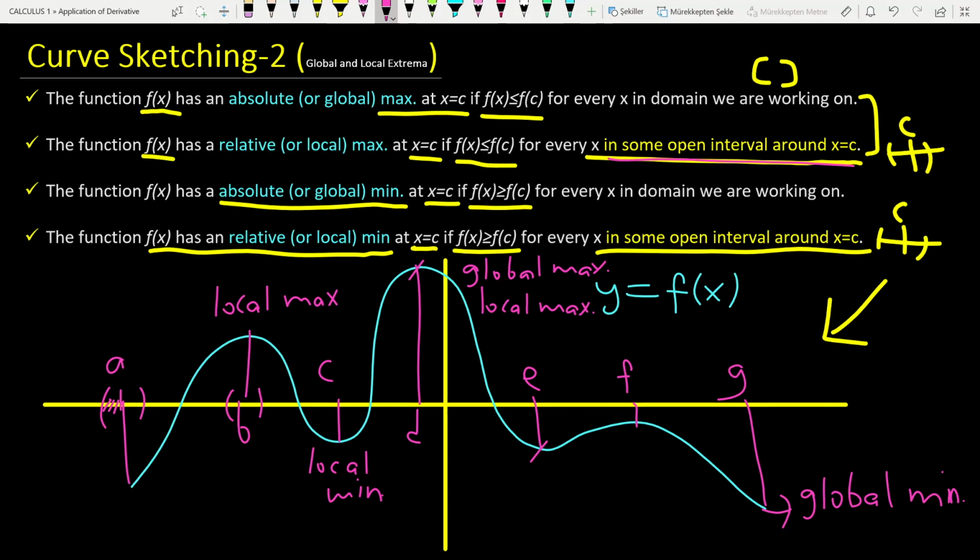What about the point F? We have a local max. What about the point G? The point G cannot be a local extremum since it is an endpoint. Okay, very clear. I hope you understand this part. If you have any question, write your comments.